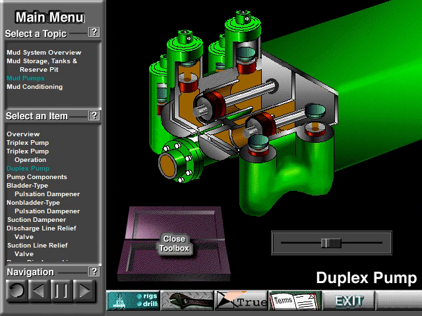Triplex and duplex pumps are called reciprocating pumps because of the back-and-forth motion of their pistons. Use your mouse to move this duplex pump's piston back and forth so you can study the pump's operation.